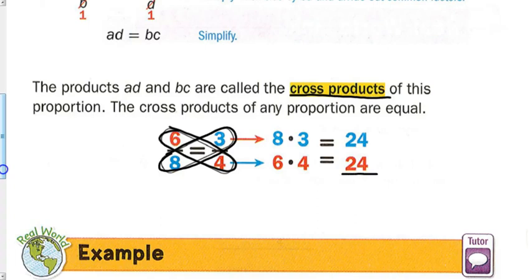And this is what's cool about cross products. If you multiply the cross products of any proportion, those cross products are equal. So it's one more check to determine if you have proportionality. If you have a proportional equation, multiply your cross products. If you get the same number, it's a proportion. If you don't get the same number, it is not a proportion.